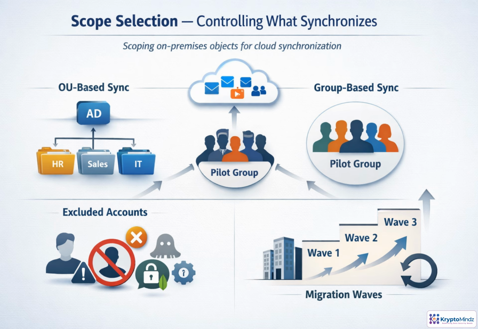Just as important, exclude accounts that should not synchronize. Stale users, disabled accounts, duplicates, and service accounts unless they are explicitly required. Tie the scope to your migration waves and rollback plan, so every sync change is intentional and reversible.